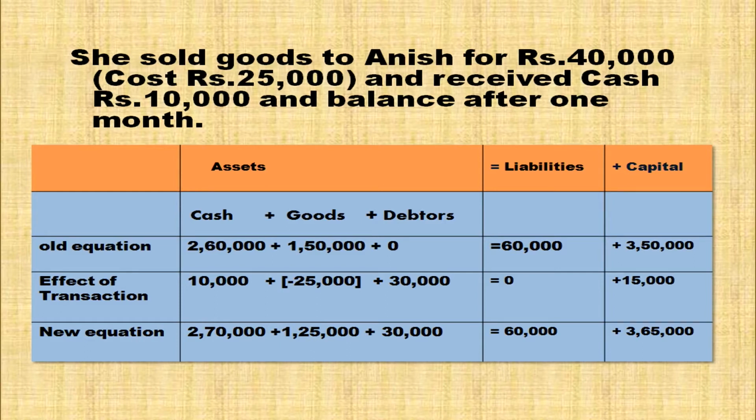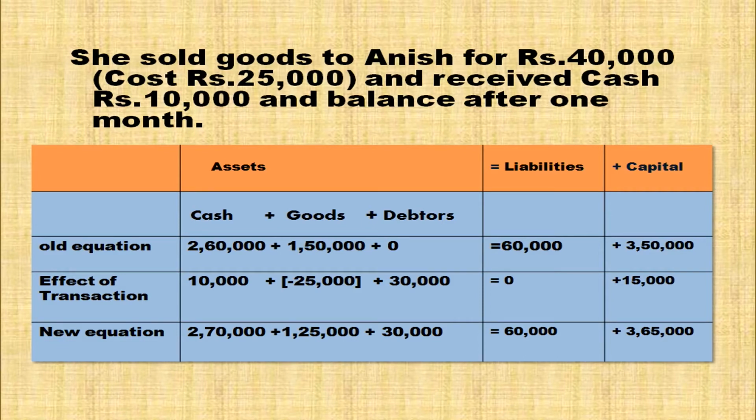So the new accounting equation should be written, and in addition to that, selling price minus cost price, 40,000 minus 25,000, will be the profit because the selling price is more than the cost price. Profit will be added to the capital. If it is a loss, that is, the cost price is more than the selling price, it will be deducted from the capital. In this question we have a profit, so it is added to the capital: plus 15,000 with capital. In the cash column, 2,60,000 plus 10,000 will give you 2,70,000. In the goods column, 1,50,000 minus 25,000, 1,25,000 will be the balance. Debtors column 30,000.